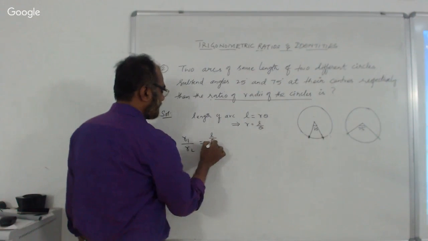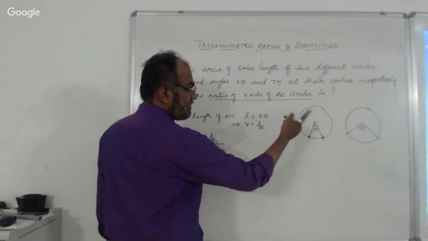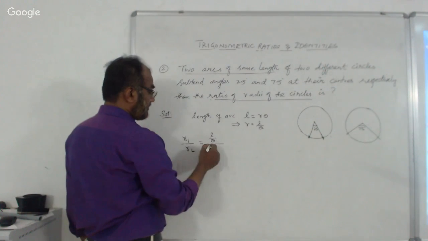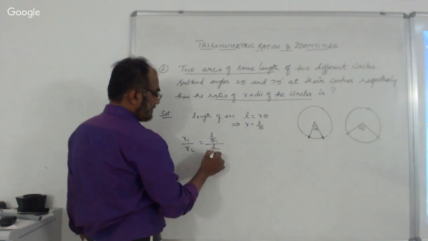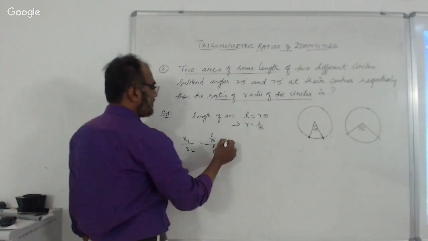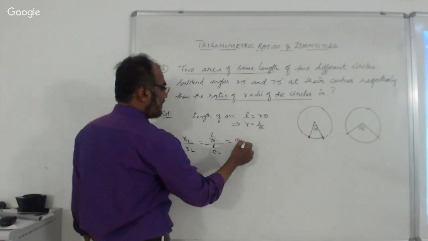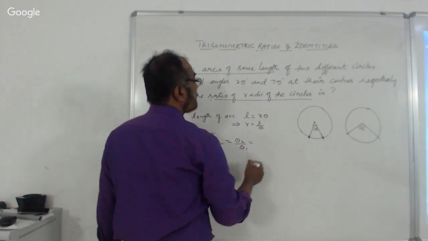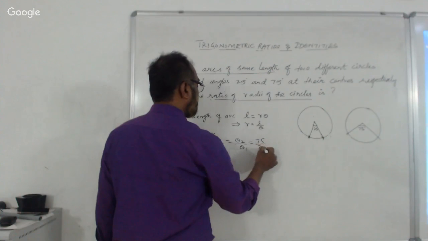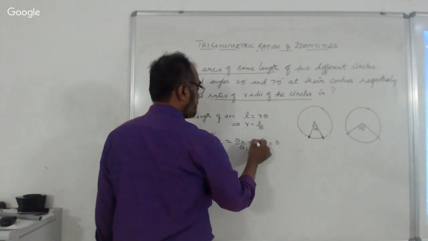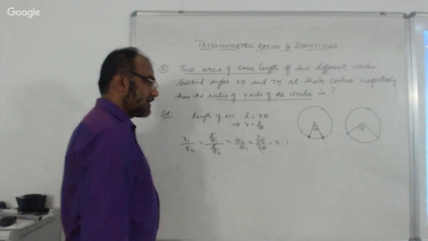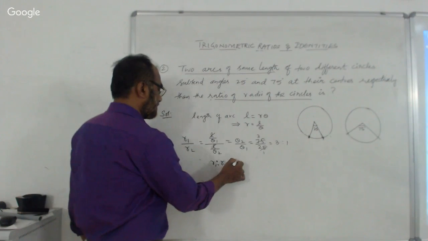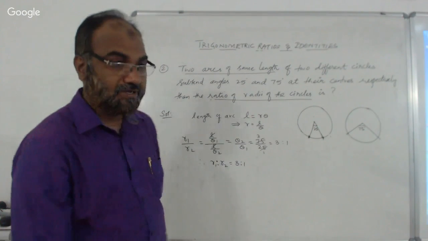Both arcs are of the same length L, so the second radius is L by theta 2. L gets eliminated, and the ratio becomes theta 2 by theta 1, which is 75 by 25, so the ratio is 3:1. Therefore, R1 is to R2 is 3:1. Make a note.